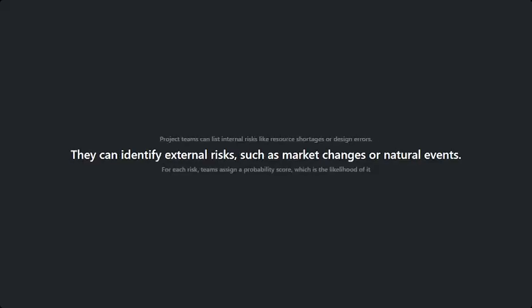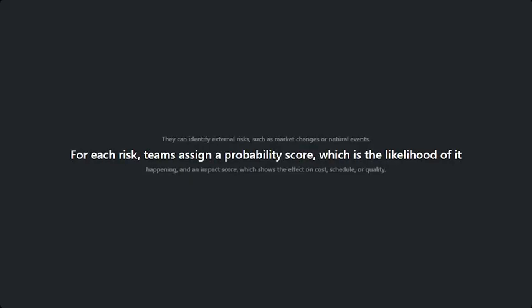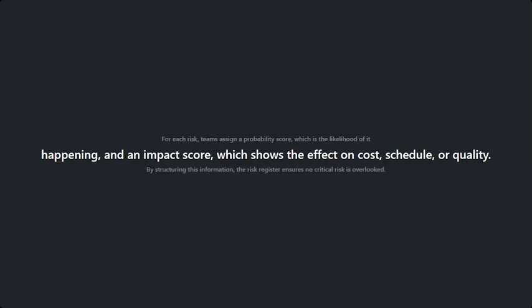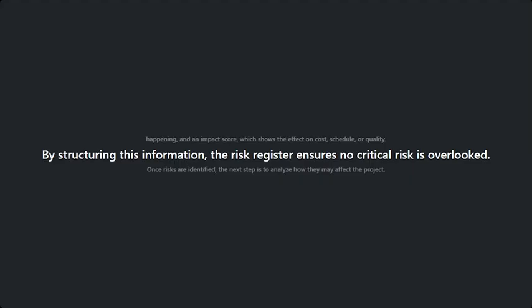They can identify external risks, such as market changes or natural events. For each risk, teams can assign a probability score, which is the likelihood of it happening, and define an impact score, which shows the effect on cost, schedule, or quality. By structuring this information, the risk register makes sure no critical risk is overlooked.